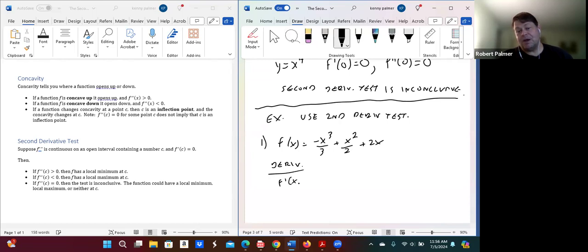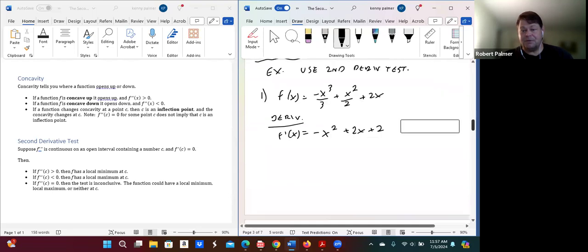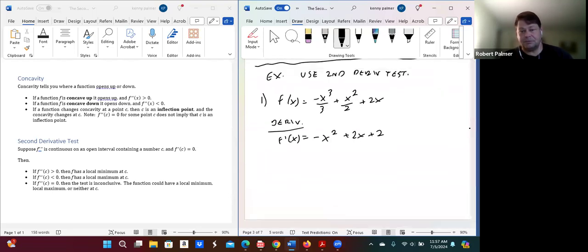All right, so f prime of x is going to be, and I was going to go through this a bit faster, the derivative of x cubed is going to be 3x squared. The 3's will cancel out. It's going to be negative x squared plus 2x plus 2. Okay, that's our first derivative. Then our second derivative, take the derivative of this, is negative 2x plus 2. Now, we found both of those.